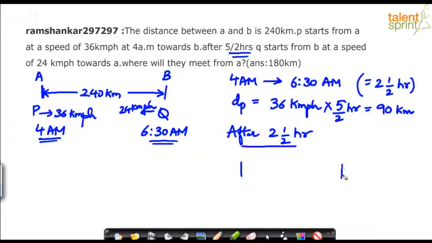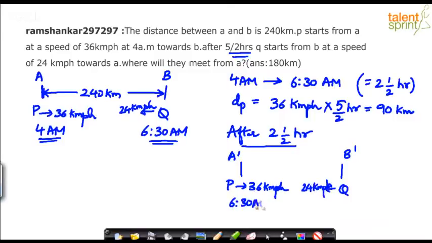So which means after that time, what will the situation be? Let's say this is the point A dash, and this is B. This is P running at 36 kilometers per hour, and from here Q running at 24 kilometers per hour. Now both of them are starting together. You don't have to do all this in the exam. I'm just giving you the complete solution, right?